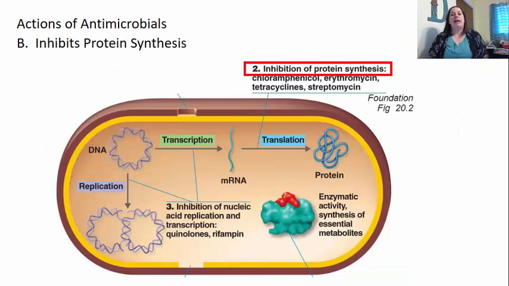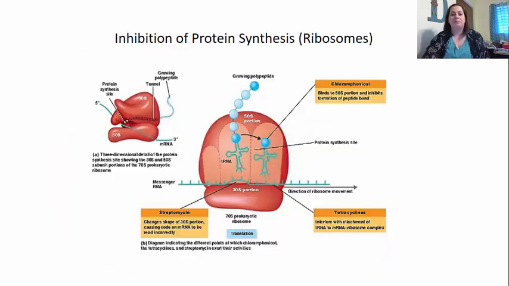Another action that antimicrobials can take against bacteria is they can inhibit protein synthesis. They can affect the translation process where proteins are not being made properly.